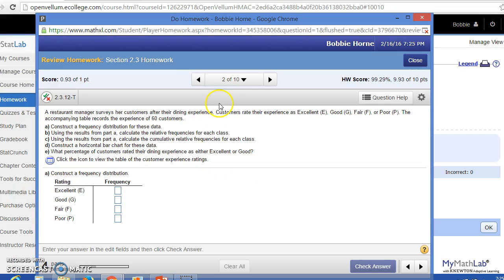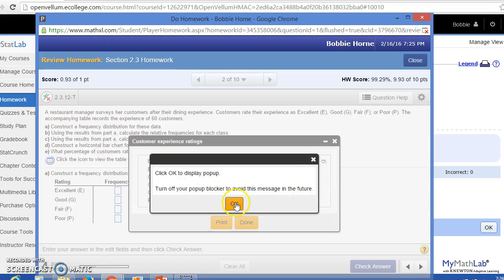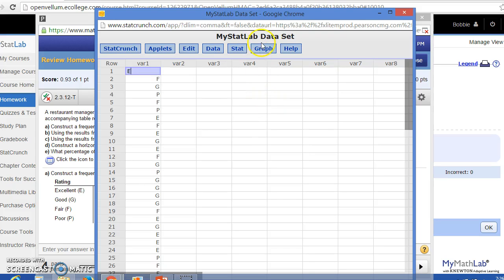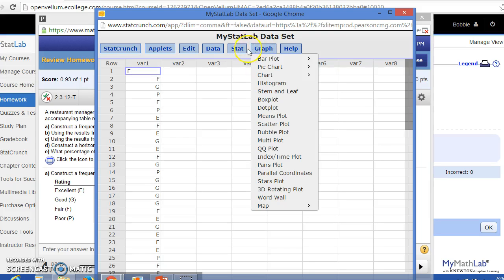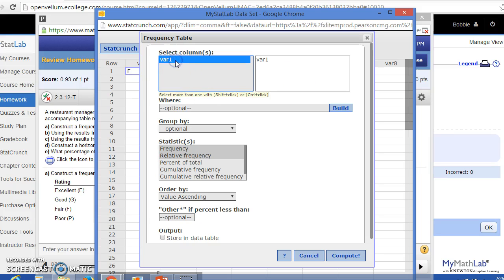Okay, in this section we are going to calculate the frequency, and I always recommend to use StatCrunch as much as possible. So we will open in StatCrunch and we will calculate the frequency. Instead of having to hand count the frequency, we can use StatCrunch to help us do that. So we can go to Stat. There's more than one way to calculate the frequency, but I'm going to use tables and I'm going to use frequency. Select variable 1, and I'm going to do frequency and relative frequency.